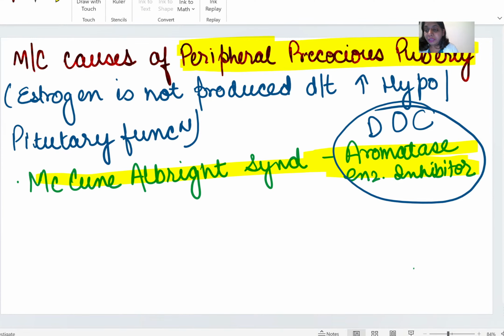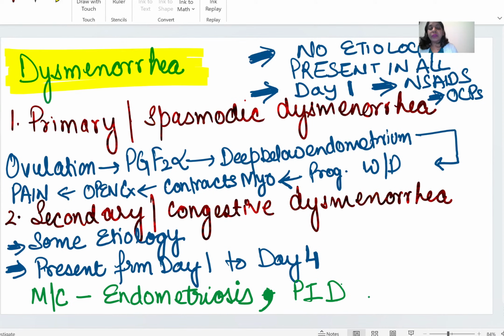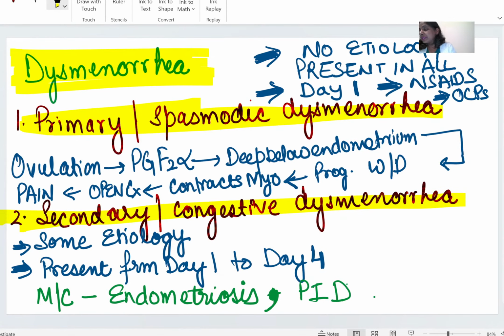Now let us study dysmenorrhea. This is a very favorite of FMG examiners. There are two types of dysmenorrhea: primary and secondary. Another name for primary dysmenorrhea is spasmodic dysmenorrhea. For secondary dysmenorrhea, the other name is congestive dysmenorrhea. Let us see why it happens.